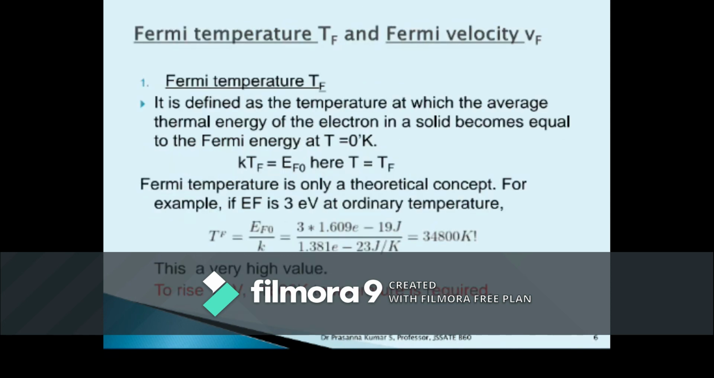So now another term is called the Fermi temperature. How do we define Fermi temperature? It is the temperature at which the average thermal energy of the electrons in a solid becomes equal to the Fermi energy at 0 K. For a Fermi energy of 3 eV, the corresponding Fermi temperature will be 34,800 K. It's a very huge value. Therefore, this Fermi temperature is only a theoretical concept.